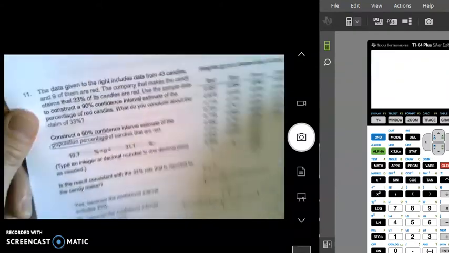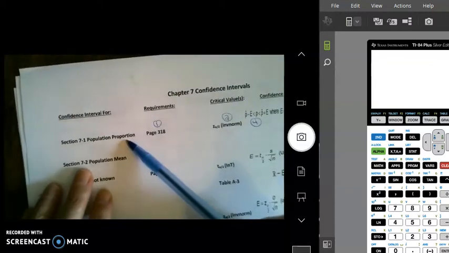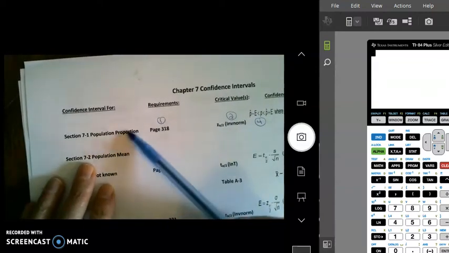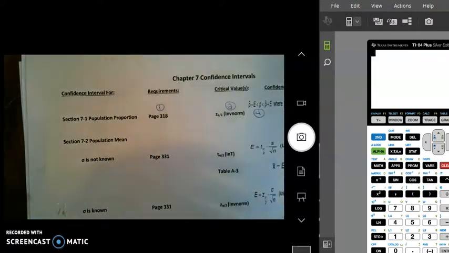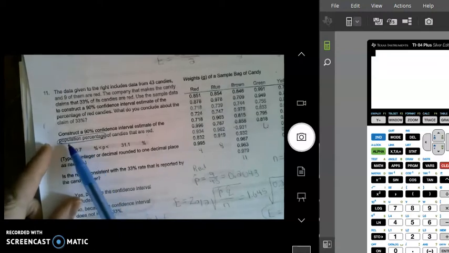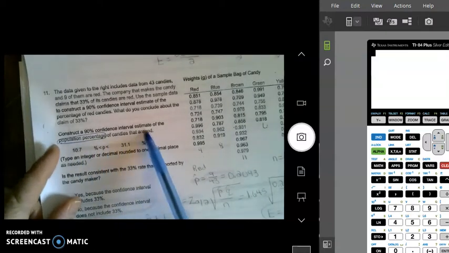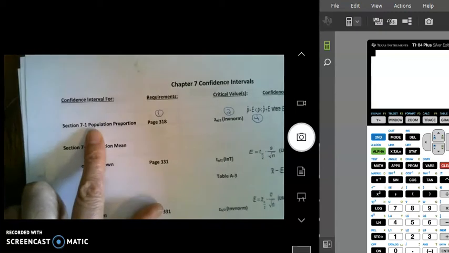Okay, so the first thing you have to decide is what kind of confidence interval they are asking for. The confidence intervals that we cover are proportion or percentage, so just think it starts with a P, or mean. Those are the only two that we cover. In this particular problem, from the homework example, it says find the population percentage that are red. So I know it comes from this section right here.